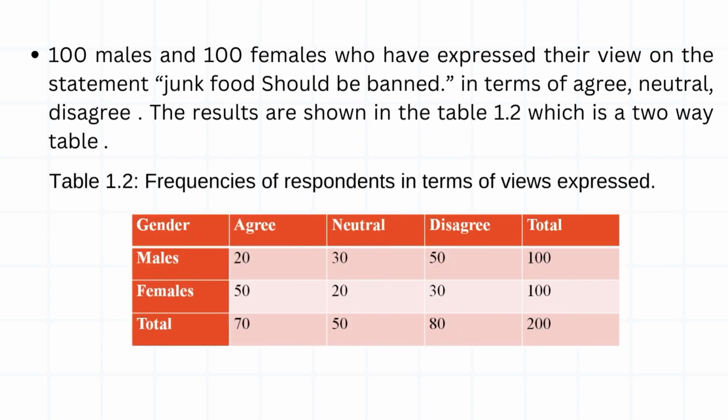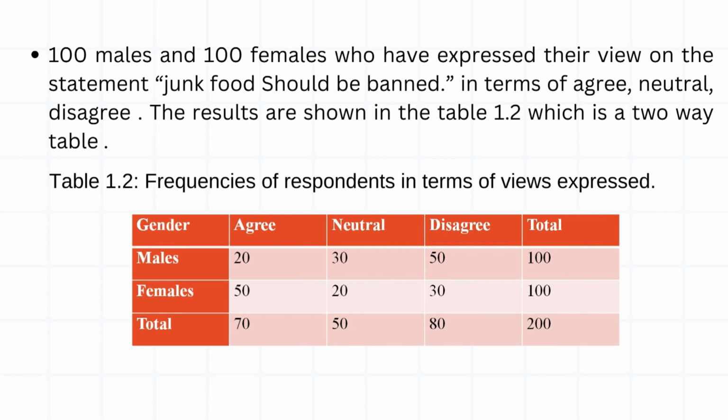And as you can see in table 1.2, frequencies of respondents in terms of views are expressed. You can see here in the first column gender is there, and in the next columns agree, neutral, disagree. These are the three categories of opinion or views of participants, and gender has two categories, males and females. So, these are the values.